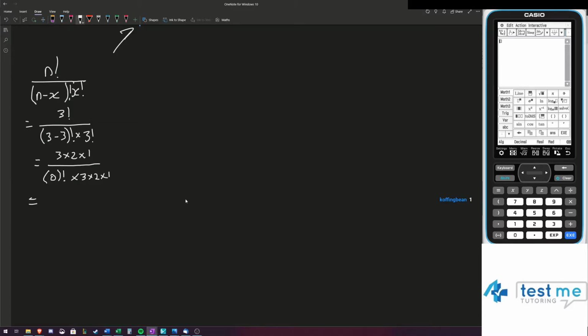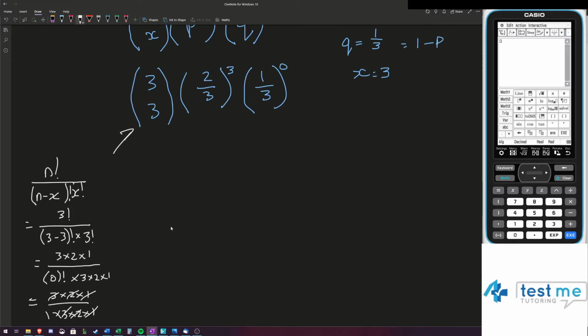So we have 3 times 2 times 1 over 1 times 3 times 2 times 1. Cancel, cancel, cancel, and we're left with 1 over 1, which is 1. All of that for 1.